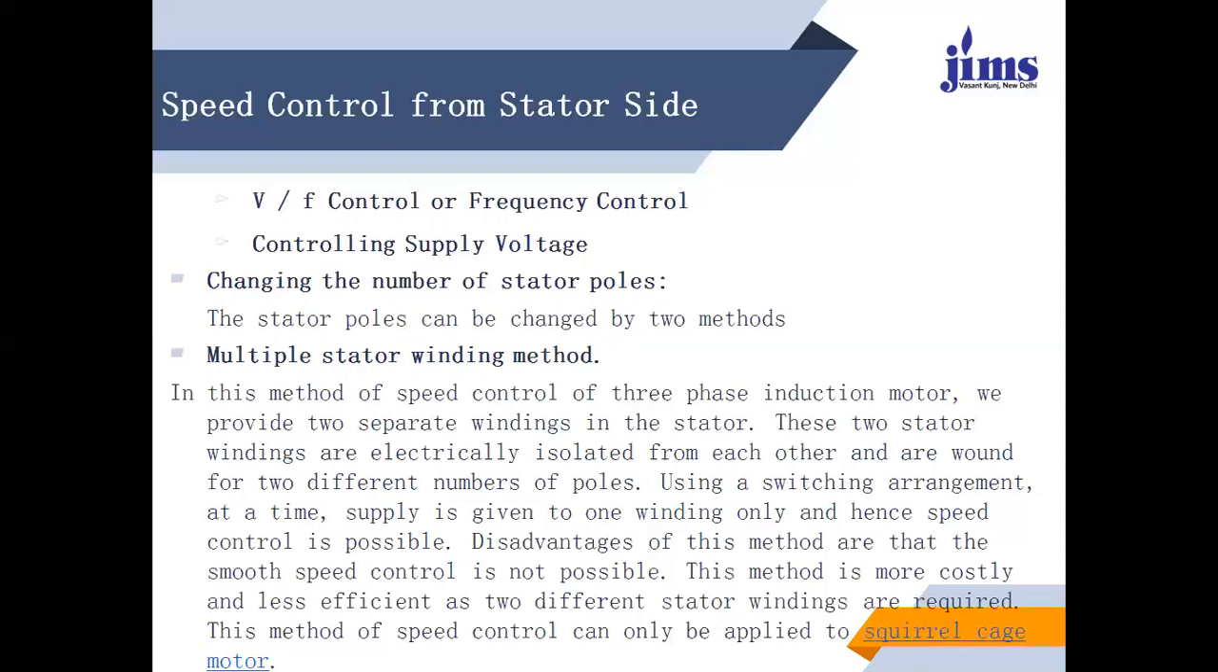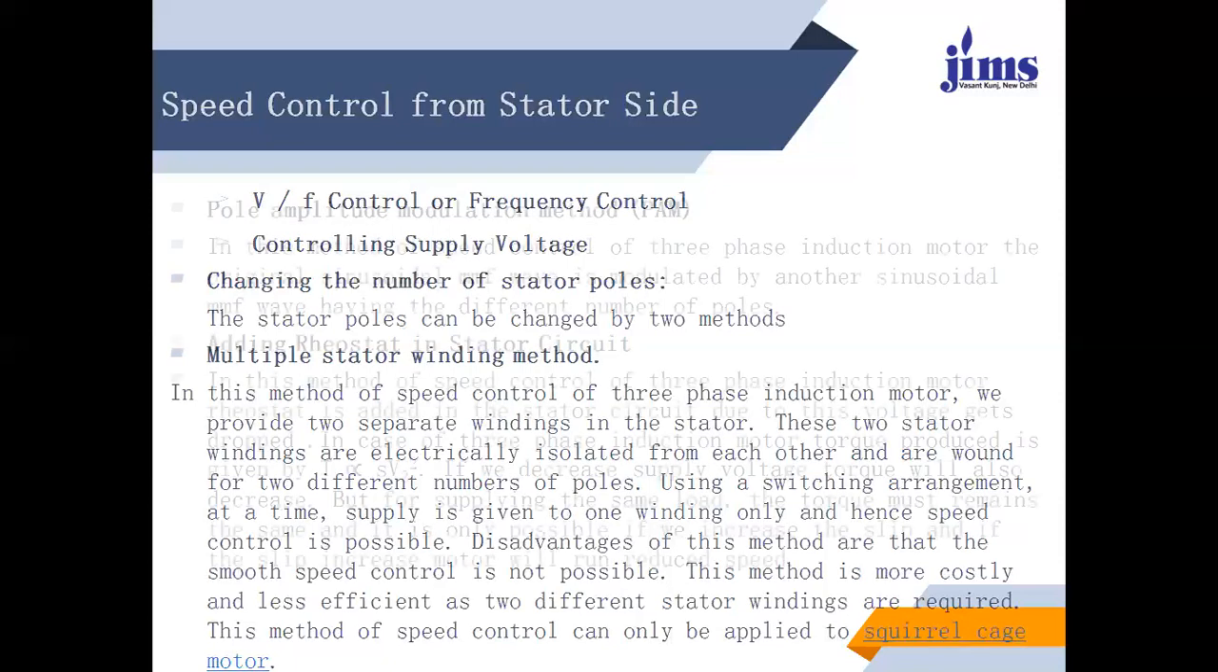The disadvantages of this method are that this method is more costly and less efficient, as two different stator windings are required. This method of speed control can only be applied to squirrel cage type induction motor.